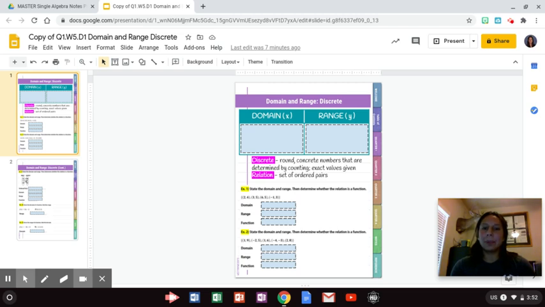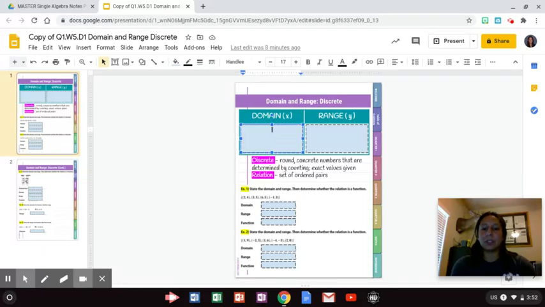Hey guys, today's September 14th, and we're going to be going over domain and range, discrete. So domain stands for your X values. In here, I'm going to put my domain are my X values. It's also known as the input, and it is also known as what we call independent. We're going to be going over independent more another day, actually later this week. But those are other words for domain.